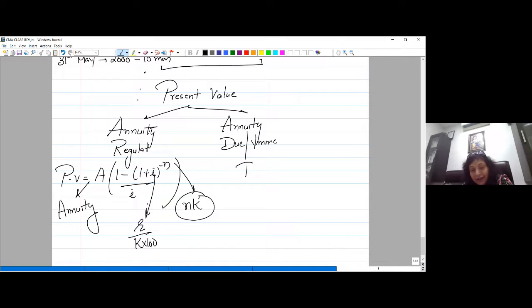Now, if we want to find out present value of annuity due or immediate, then what we'll do, first find out annuity present value, as in case of annuity regular, for n minus 1 years. And then add the last installment of annuity, because you are not getting any interest on that installment. This is your annuity due or immediate.